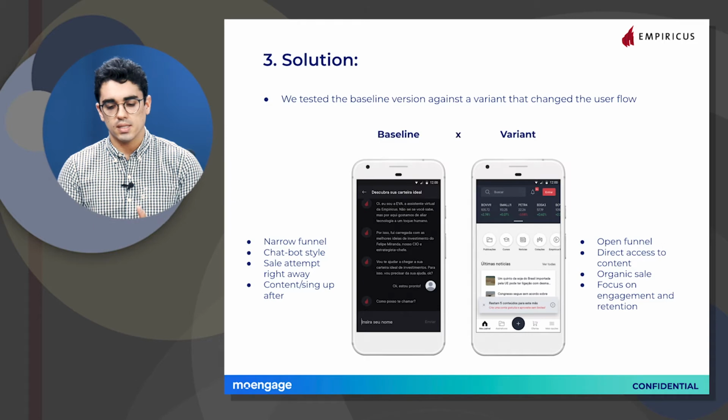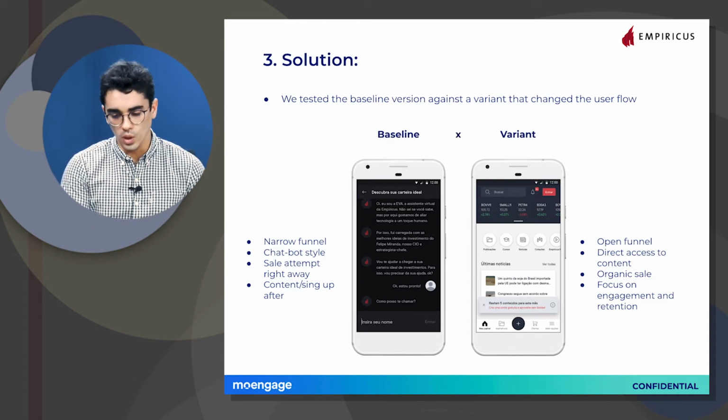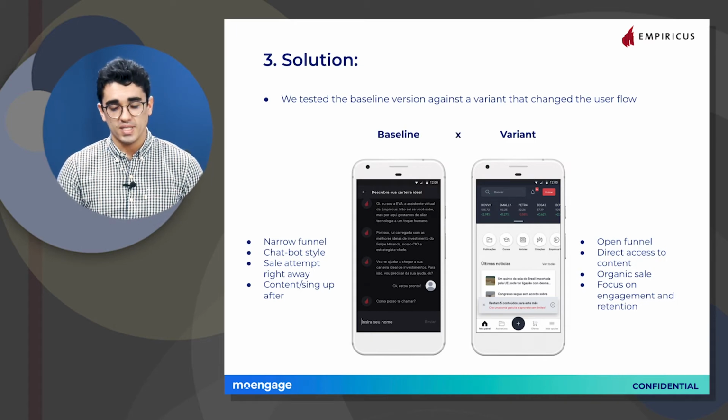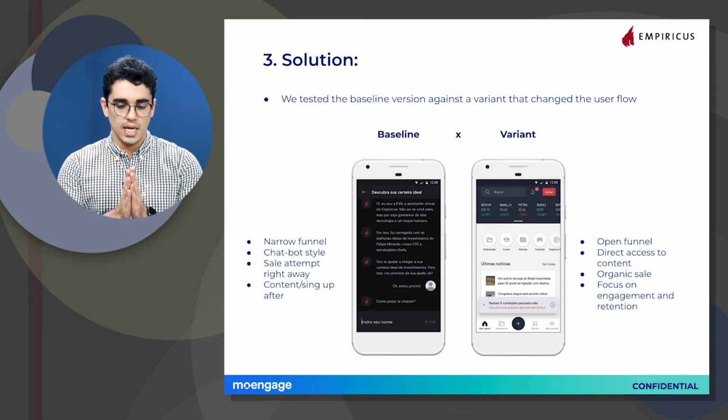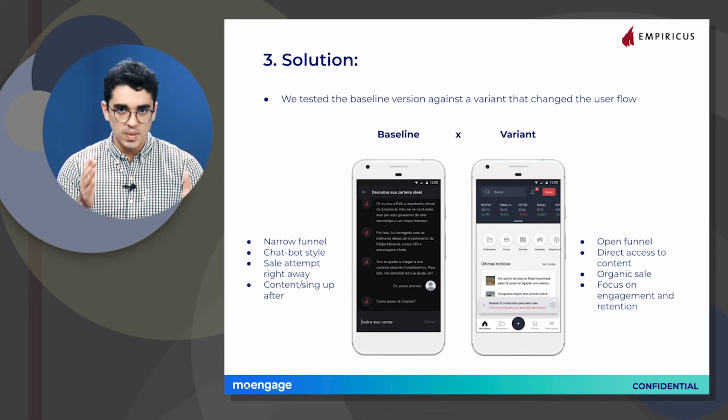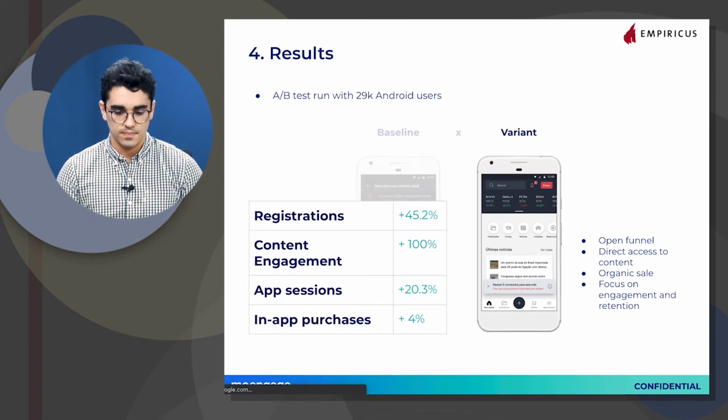This should be good because there's a trade-off. We'll lose sales, but we'll enhance the engagement a lot. So this is what we tested. We split 30,000 users into two groups and ran an A/B test on these two variants to see exactly what would happen. And the results were very, very nice.